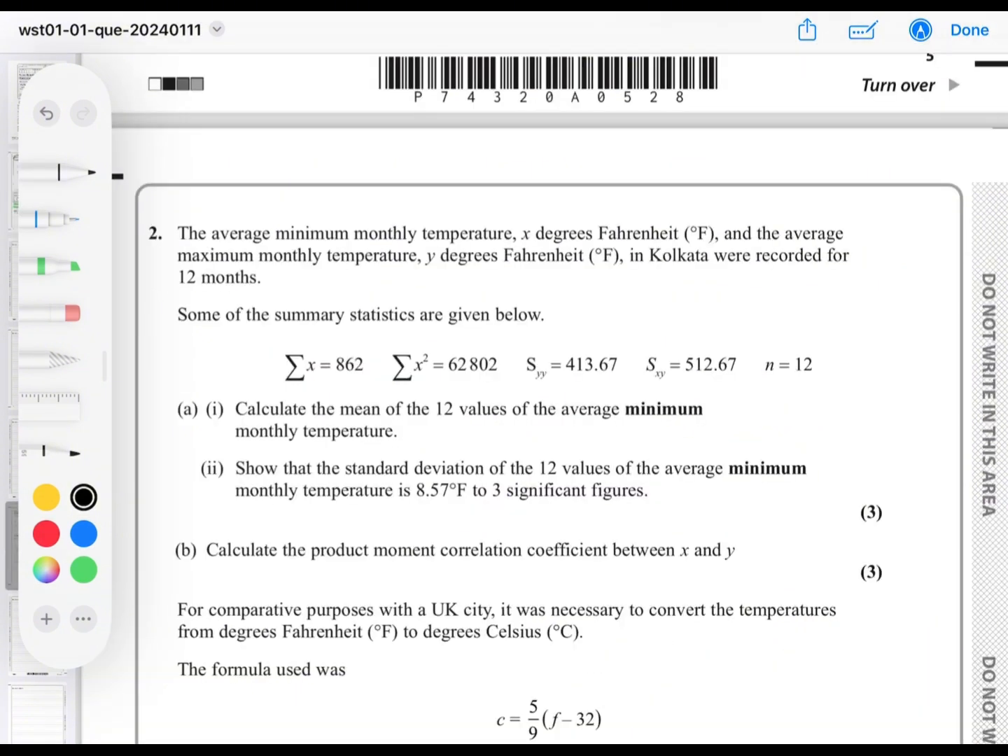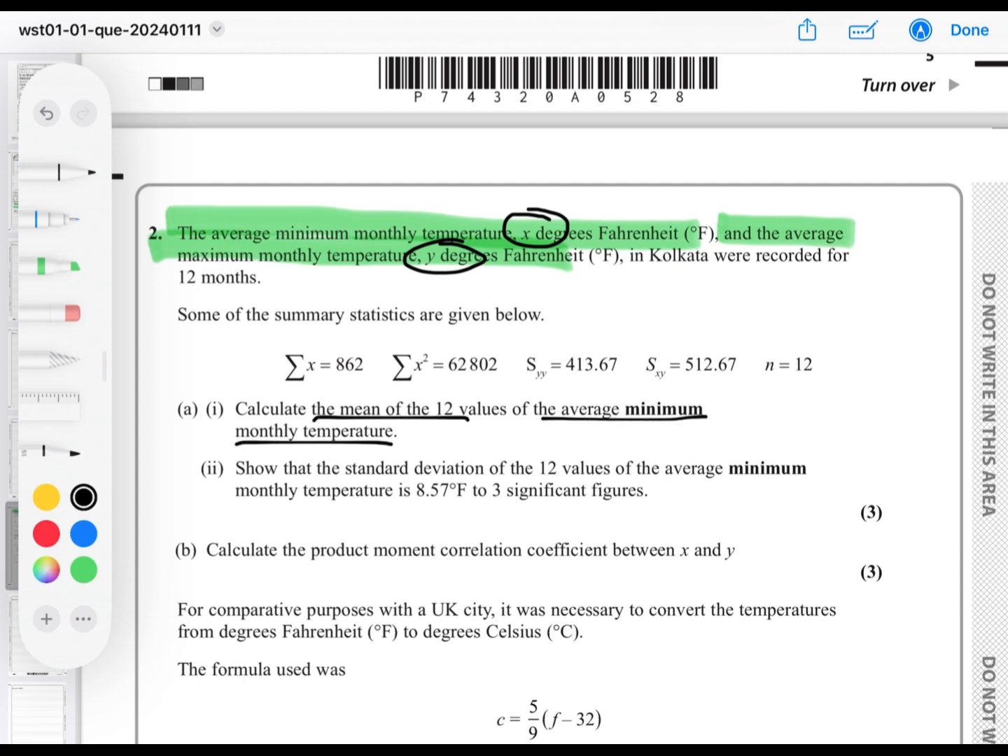So in the second question, the average minimum monthly temperature is X degrees Fahrenheit. And the next one is the average maximum monthly temperature, Y. So the average minimum monthly they have denoted by X, and the average maximum they have denoted by Y. In the first part they are asking for the mean of the average minimum. So it's very easy.